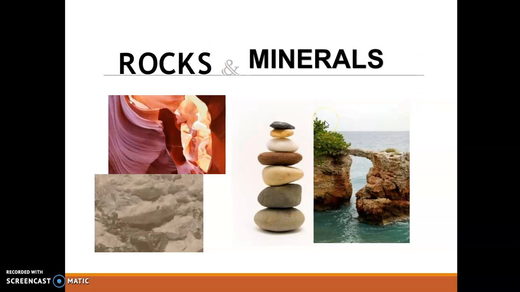Hi everyone, today our chapter will be on rocks and minerals. Let's look in detail at what rocks and minerals are all about.